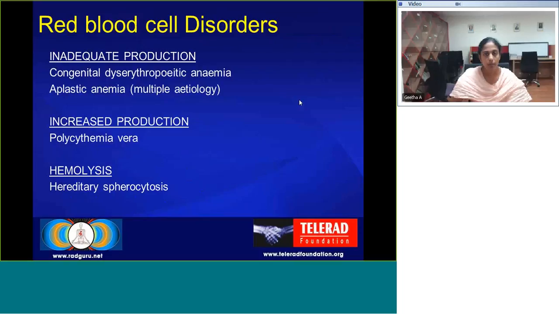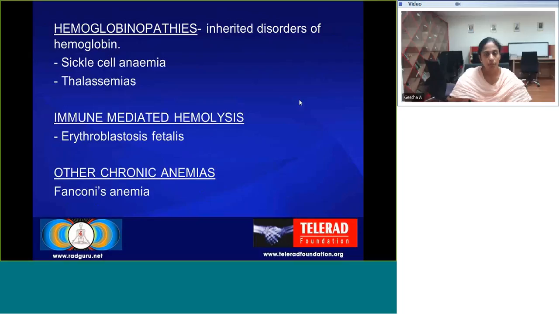The red blood cell disorders include inadequate production, which are congenital erythropoietic anemia and aplastic anemia due to multiple etiologies; increased production, that is polycythemia vera; hemolysis, which is hereditary spherocytosis, hemoglobinopathies, which are inherited disorders of the hemoglobin, such as sickle cell anemia and thalassemia; immune-mediated hemolysis, which includes erythroblastosis fetalis; and other chronic anemias, such as Fanconi's anemia.